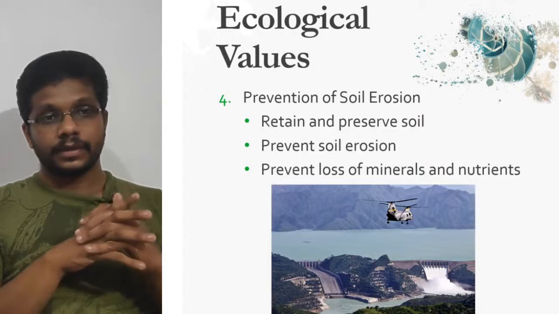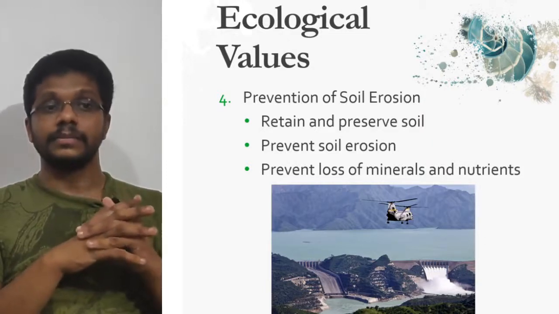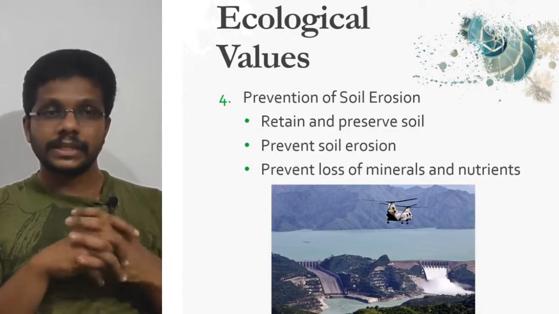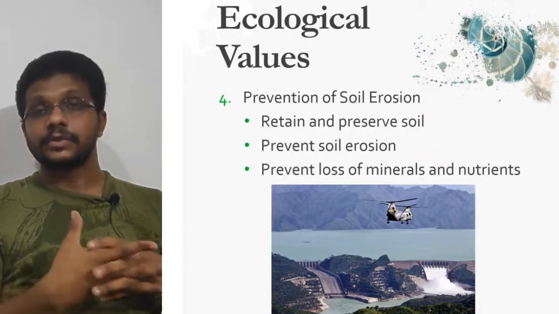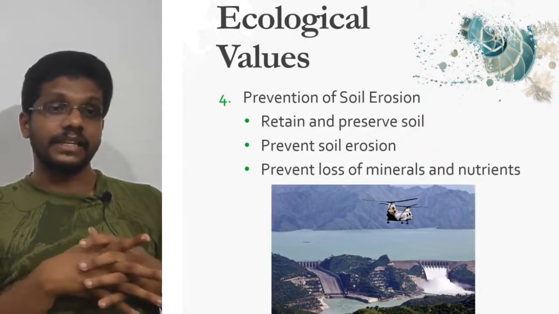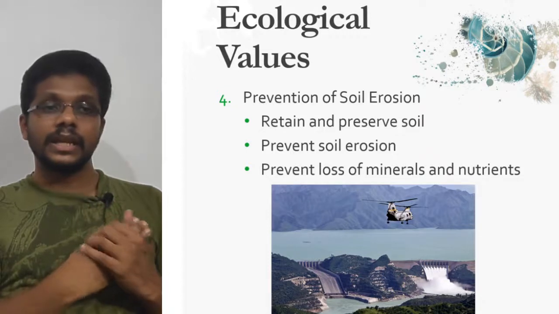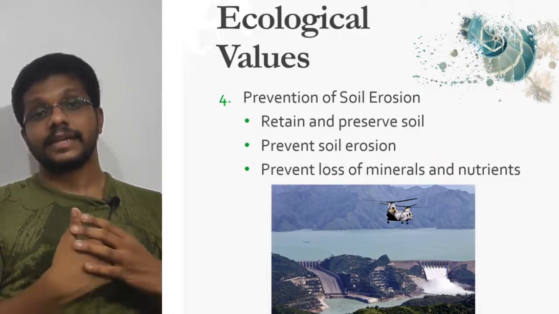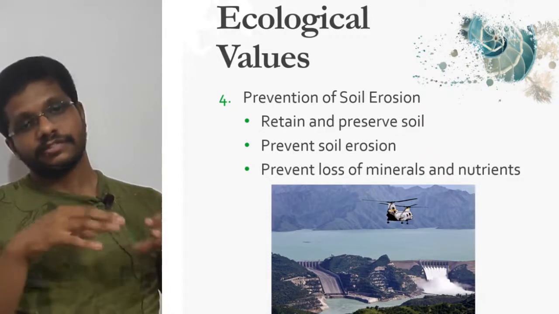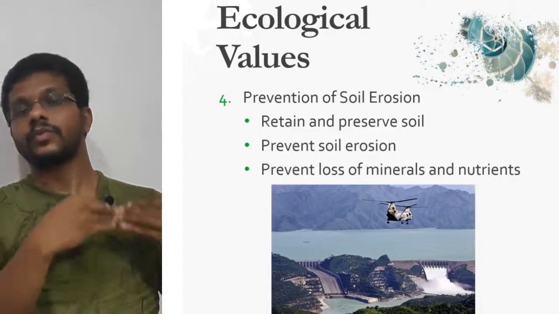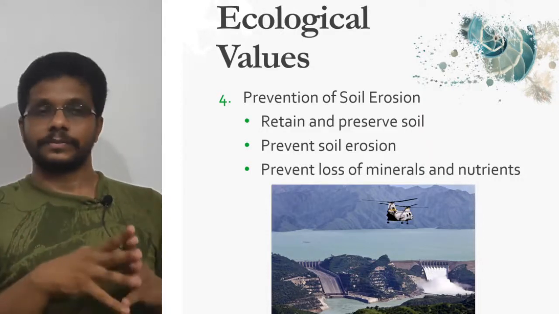Then we have the ecosystem helps to prevent soil erosion. It retains and preserves soil in a fertile way. It prevents soil erosion, and it prevents the loss of minerals and nutrients from the soil. And the fertility of soil is important for the growth of the whole ecosystem and for the crops.